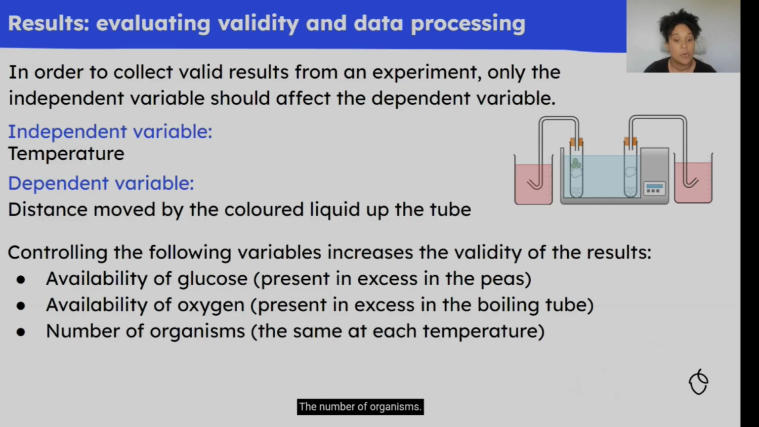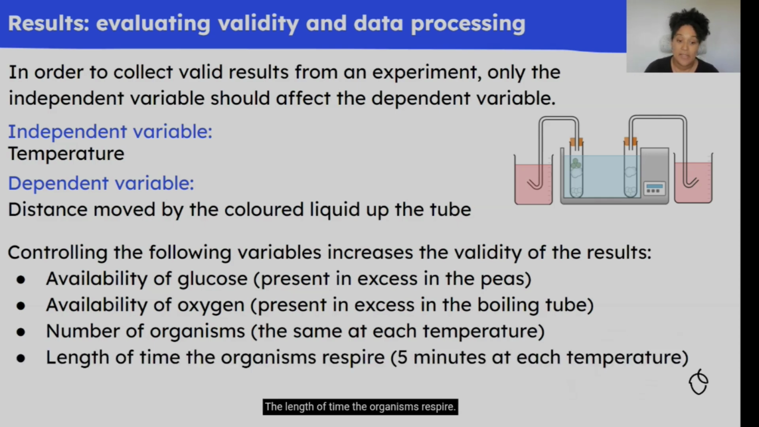The number of organisms, so for 25 degrees and for 35 degrees, we've chosen to use the same number of germinating peas each time, because otherwise there's more organisms doing respiration, so that would increase the rate of respiration. So we've taken care of that as well. The length of time the organisms respire, so we've chosen to use 5 minutes at each temperature.